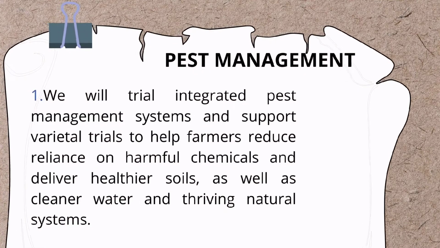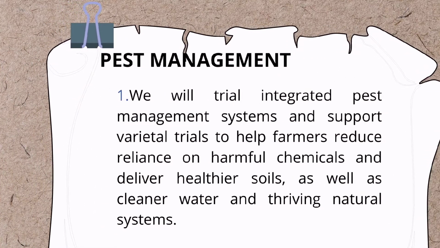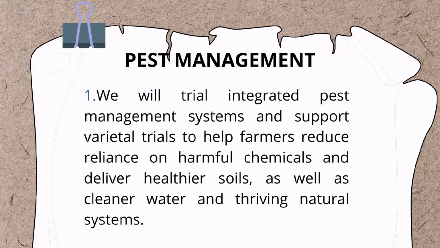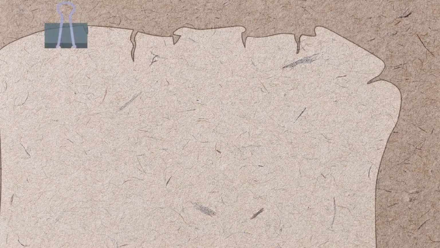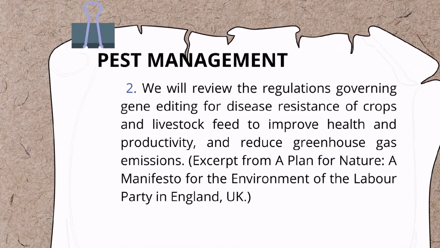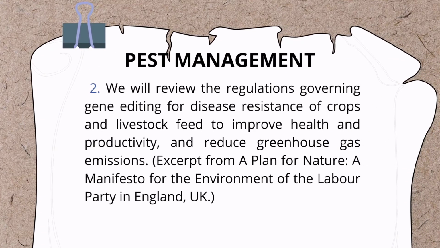The actions that the Labour Party intends to: we will trial integrated pest management systems and support varietal trials to help farmers reduce reliance on harmful chemicals and deliver healthier soils, as well as cleaner water and thriving natural systems. And we will review the regulations governing gene editing for disease resistance of crops and livestock feed to improve health and productivity and reduce greenhouse gas emissions.